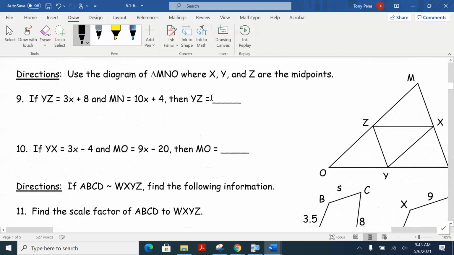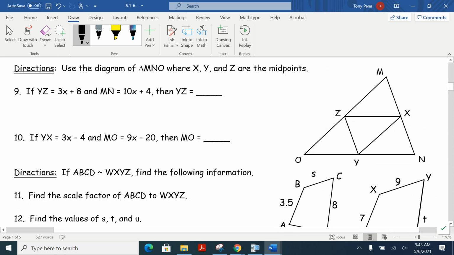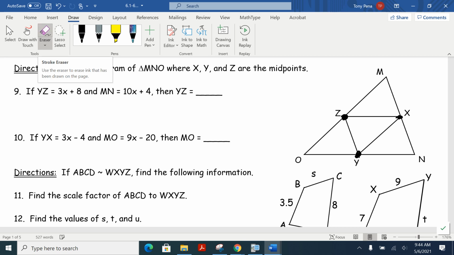Now we'll do some algebra with these same exact theorems of the two above, but now just algebra. We're going to have to do some equations and some solving equations. So it says use a diagram of triangle MNO. X, Y, and Z are your midpoints. And then now instead of giving you numbers, you're given a variable expression. So YZ is 3x plus 8. I don't like algebra. So that's 3x plus 8. I don't know if I can write sideways though. There you go. And that's this side here.